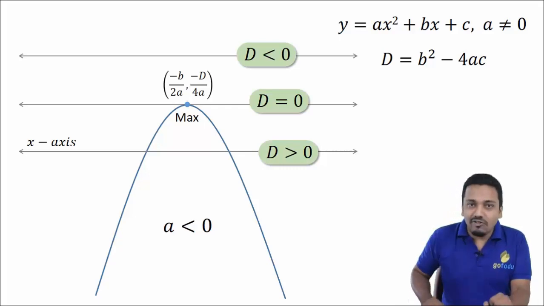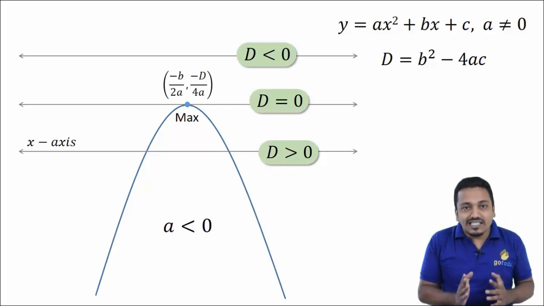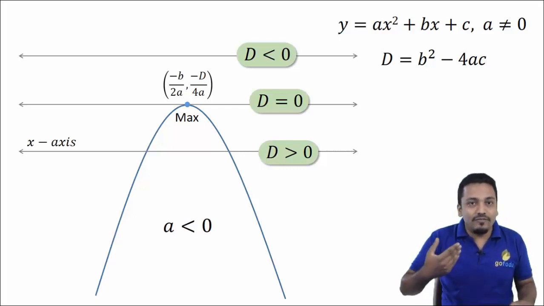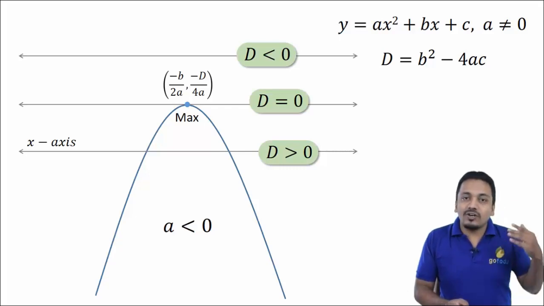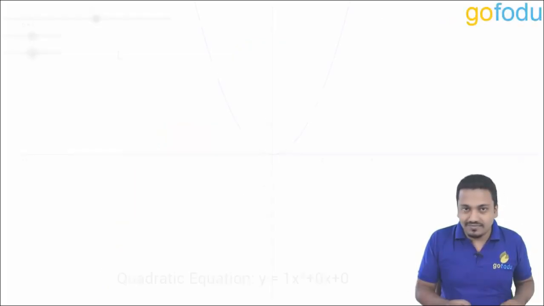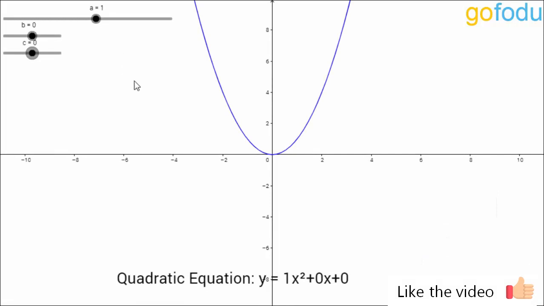Now one last thing that I want to discuss is the changes in the graph when the value of the coefficient of x square, the coefficient of x, or the constant term are changed. This is the graph of y is equal to x square. You can see here the coefficient of x and the constant term are 0.